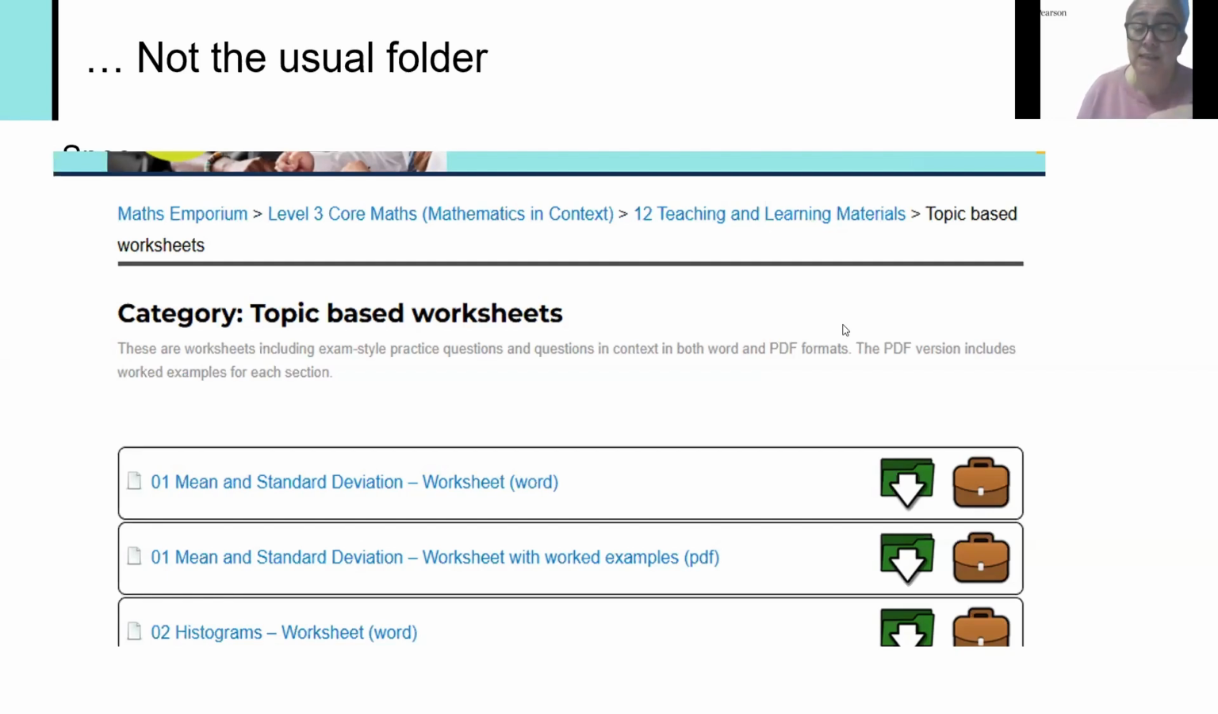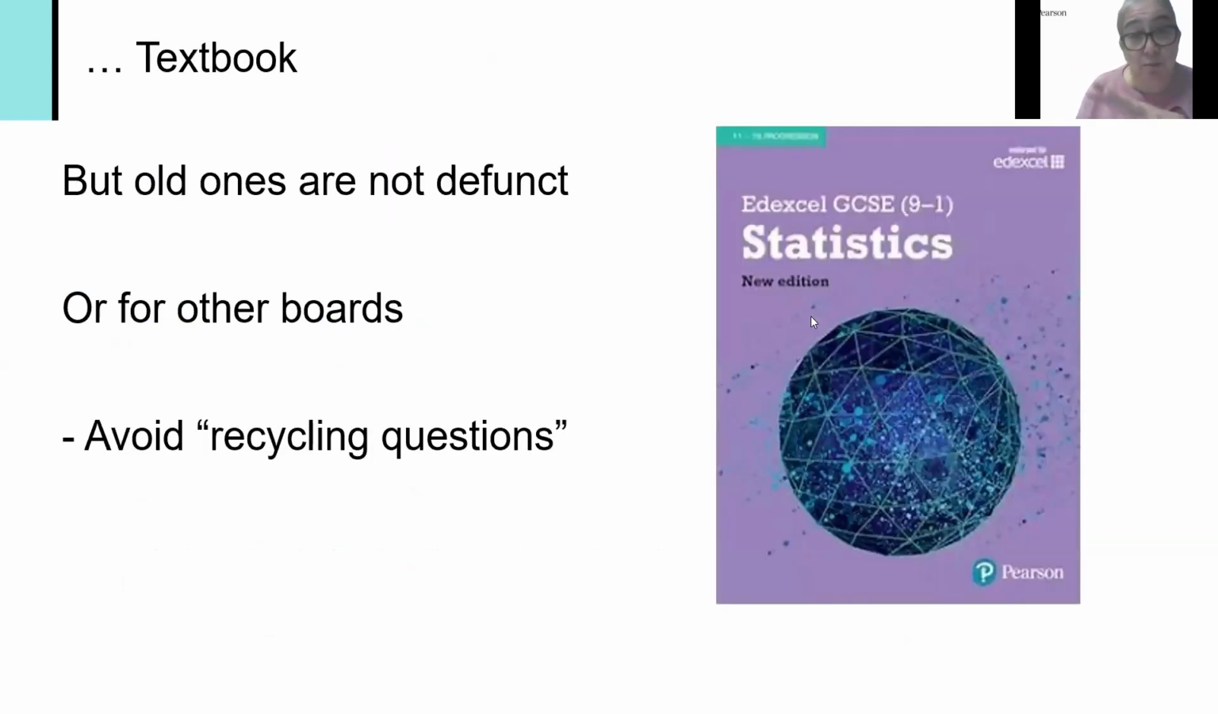So don't just limit yourself thinking, I teach GCSE stats, to just that one place. Have a hunt, have a rummage in the drawers, so to speak. And I will signpost some of those. Similarly, the textbook, whilst it's brilliant, but old ones are not defunct.